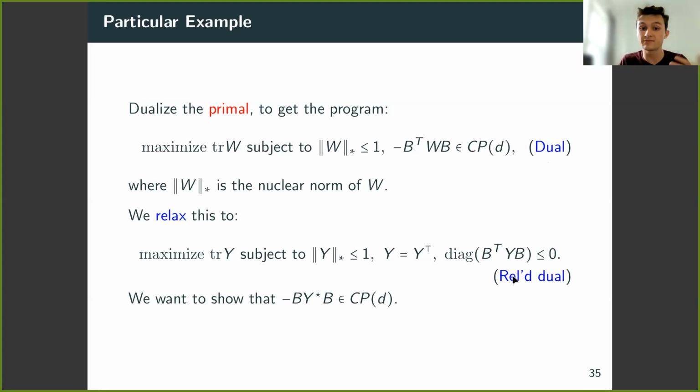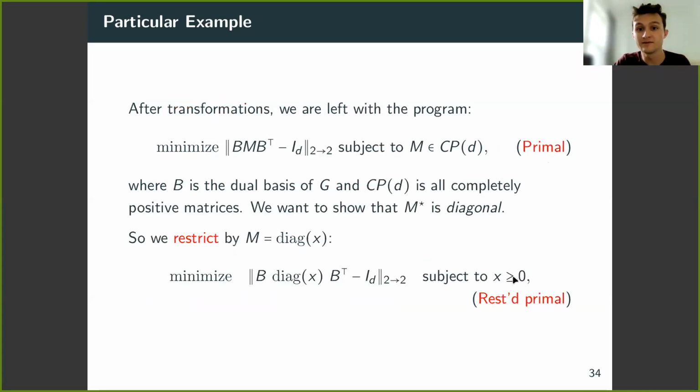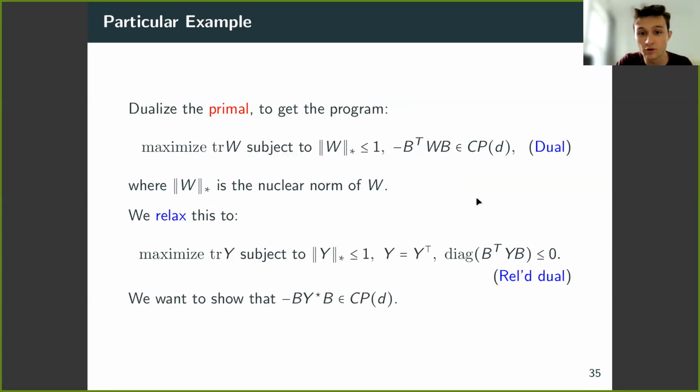So instead of showing that something was diagonal, we have to show that the optimizer is in this set, which is, if you're interested, the completely positive matrices of size D, which maybe is also hard, but it's different at least. And maybe it's easier than showing something is diagonal. And that's the idea: by passing to the dual and looking at relaxation as opposed to restriction, we've changed the thing we need to prove entirely. It's a completely different goal.